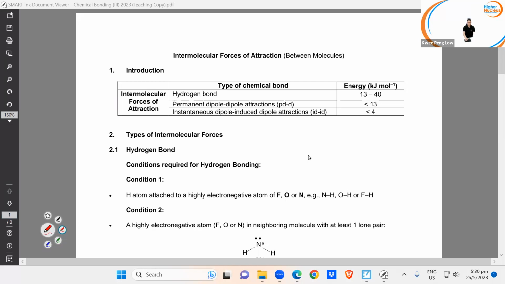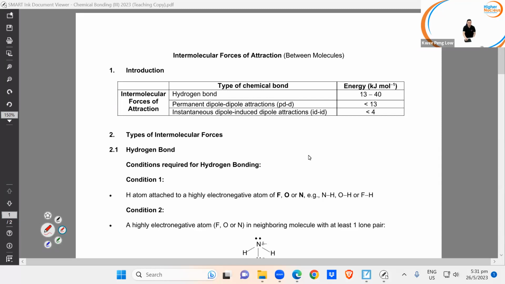Today I'm going to give you a short lesson on this section called intermolecular forces of attraction. As the name implies, intermolecular forces of attraction means it's between molecules. So in short, we're just going to call it INF, intermolecular forces. There are three of them: hydrogen bond, permanent dipole-dipole, we call it PDD, and instantaneous dipole-induced dipole, we call it IDID. So these are the three intermolecular forces.